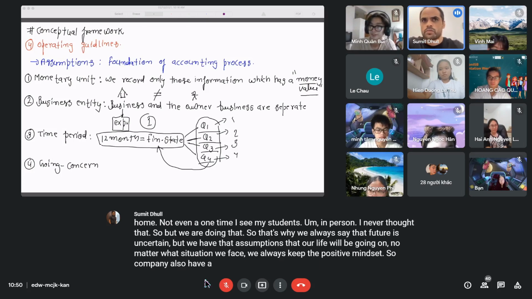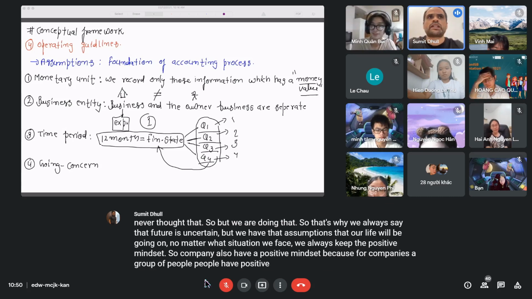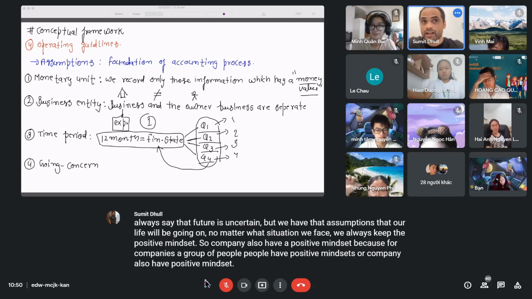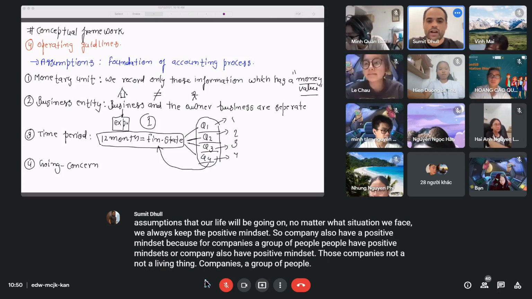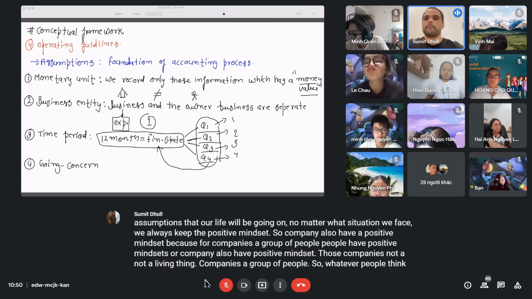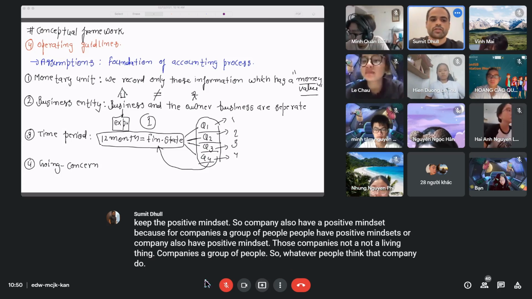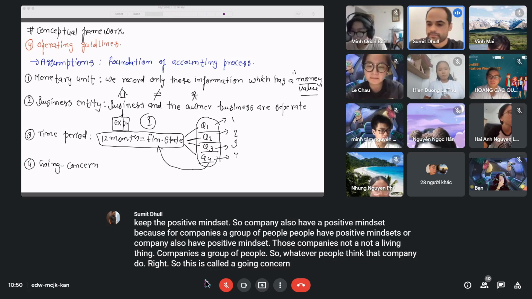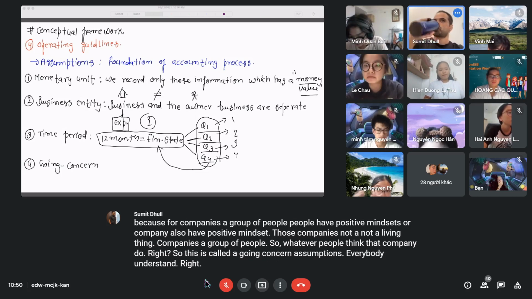So company also has a positive mindset, because company is a group of people. People have positive mindset, so company also has positive mindset, because company is not a living thing. Company is a group of people. So whatever people think, that company does, right? So this is called going concern assumption. Everybody understand, right?